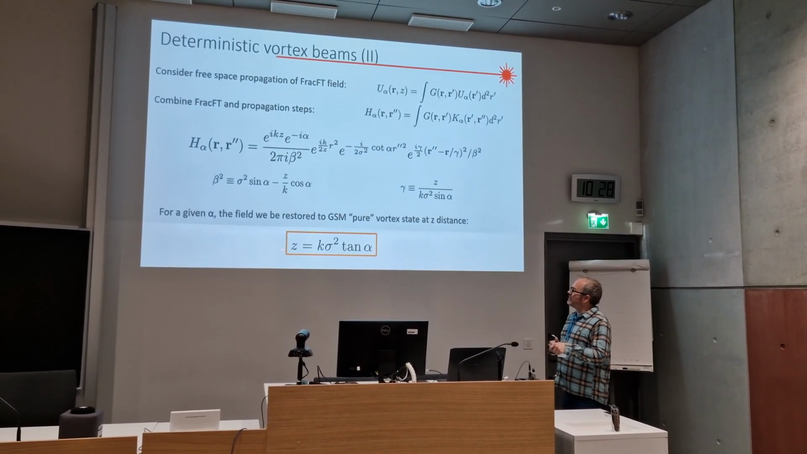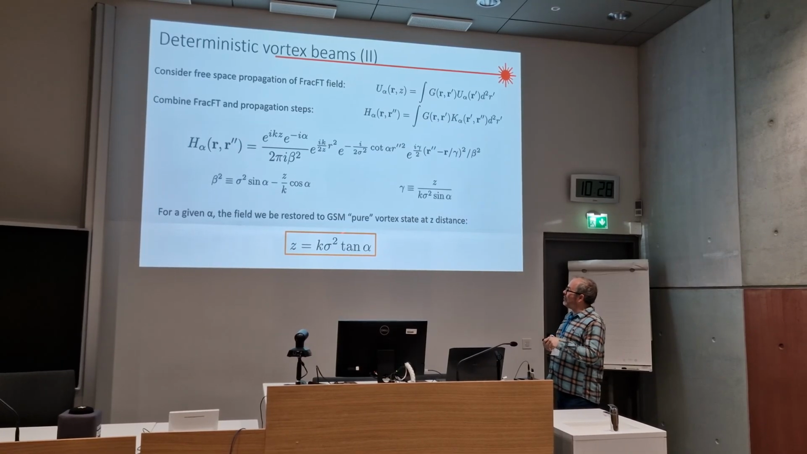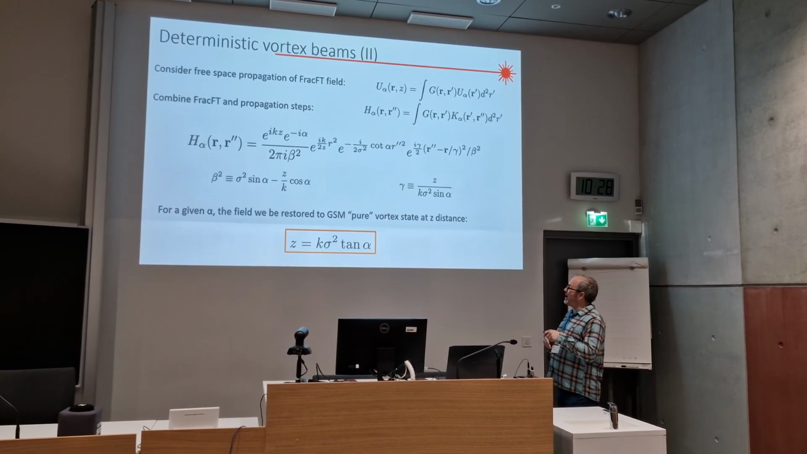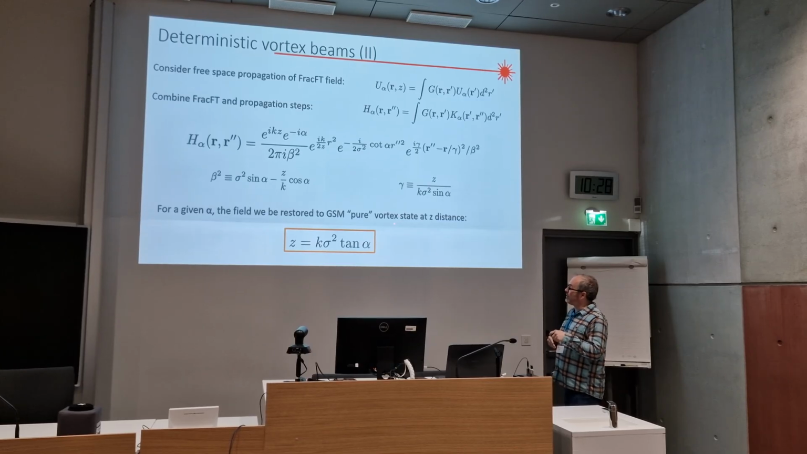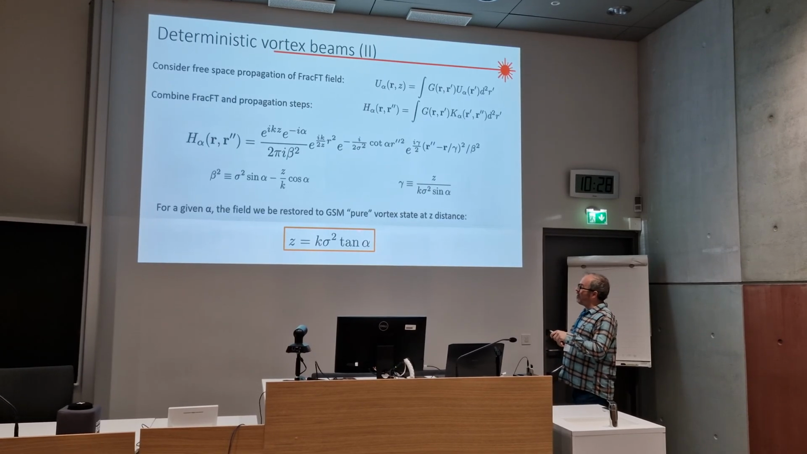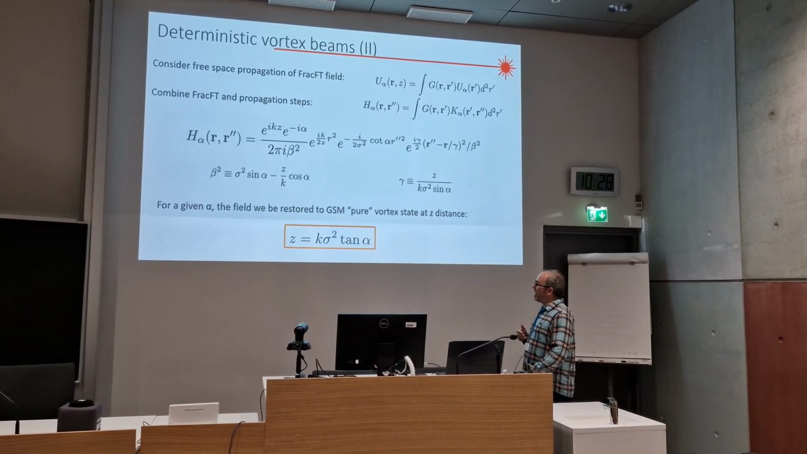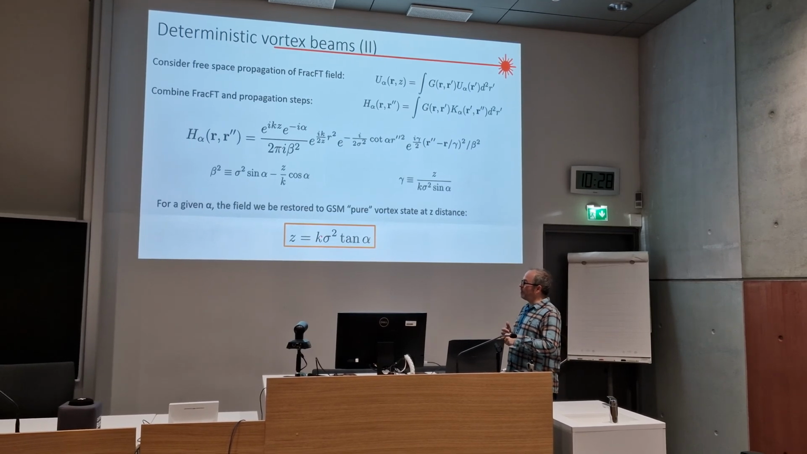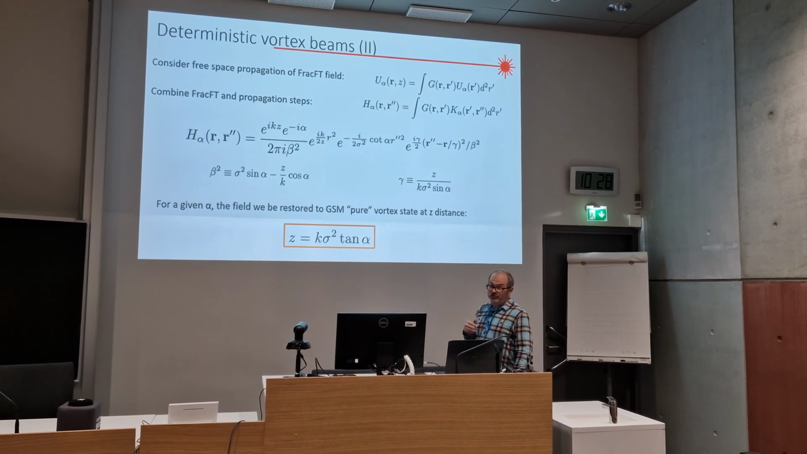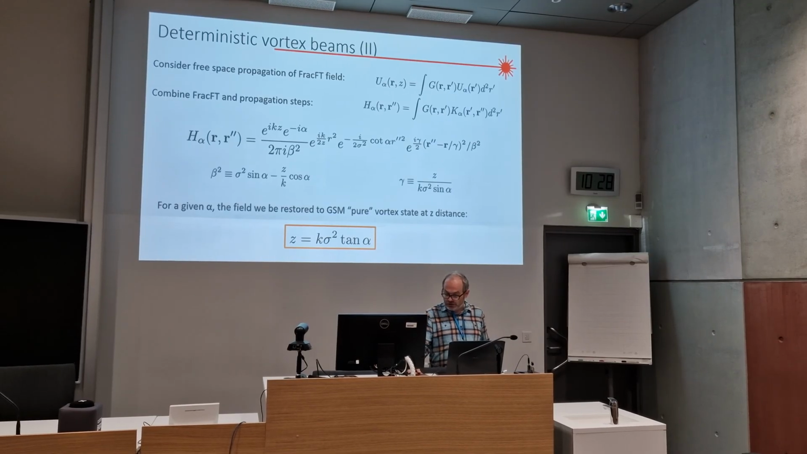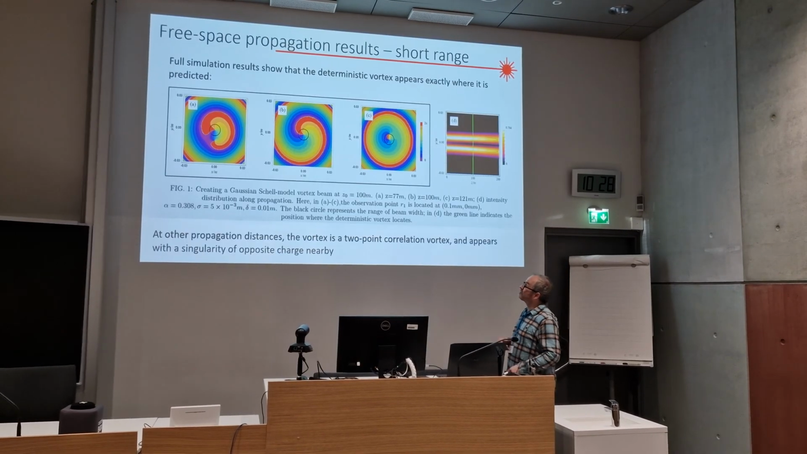You find out that there's a special z distance at which the Gaussian shell model beam will give you a pure vortex state. And it depends on alpha, which is a fractional Fourier parameter, k, the free space wave number, and sigma, which is just the beam width. Interestingly, spatial coherence doesn't come into this at all.